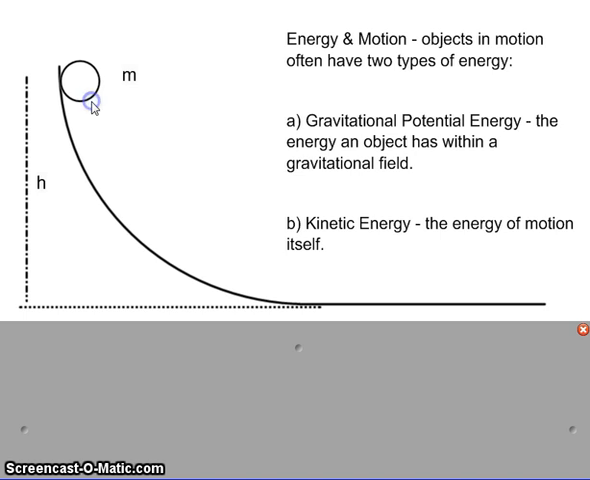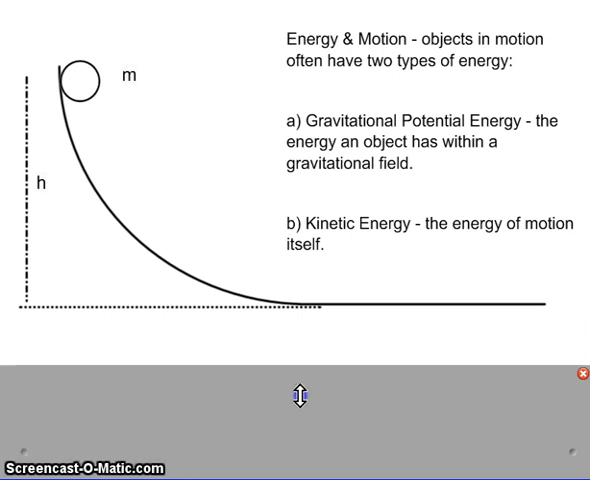Okay, it's got a mass m, it's at a height h, and in general we can say that objects in motion have two types of energy. They have a gravitational potential energy because they are in a gravitational field. They also have a kinetic energy, which is the energy due to motion of its own.